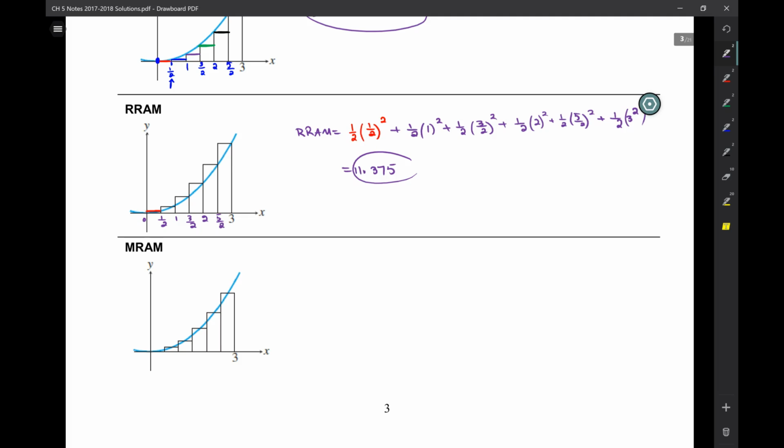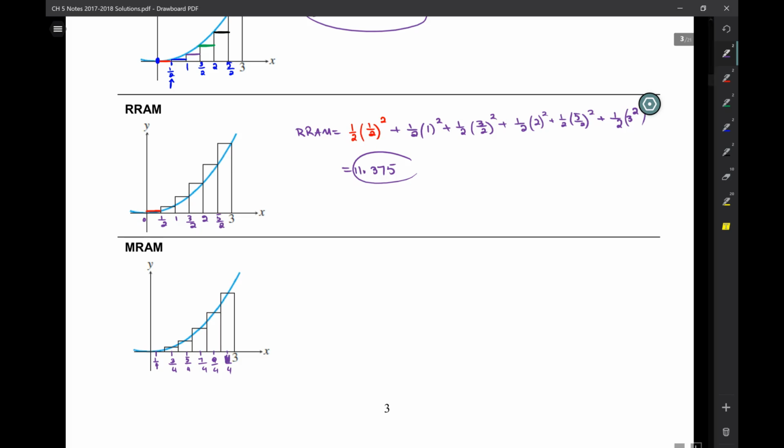Now we're going to take the midpoint of each rectangle. So if this one goes from 0 to 1/2, what's the midpoint? 1/4. So the midpoint here is 1/4. Here, it's 3/4, 5/4, 7/4, 9/4, and what do you think?